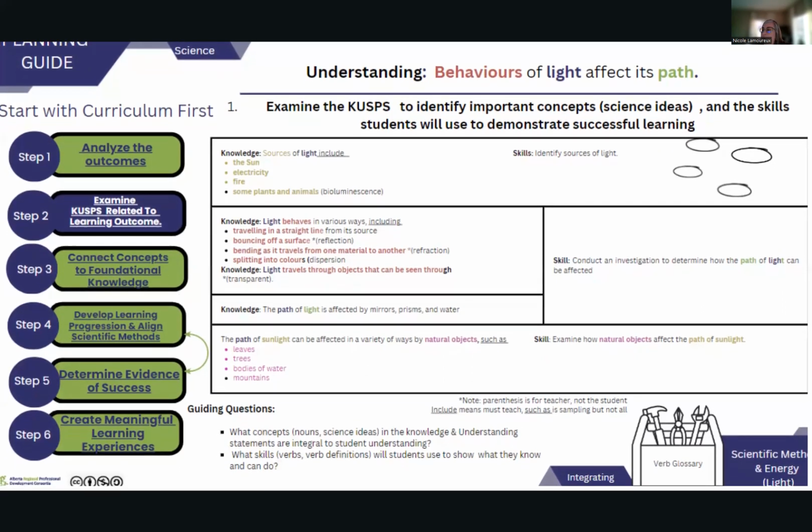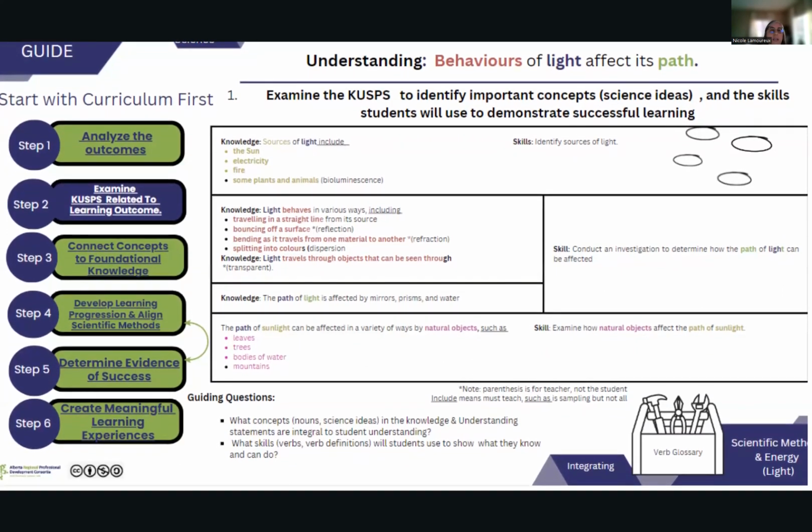So next, now that we've analyzed the learning outcomes, the next step is to examine the CUs to identify important concepts. The learning outcome, as we know, is very broad, and the CUs break it down. So we're going to see what knowledge and skills will demonstrate successful learning.